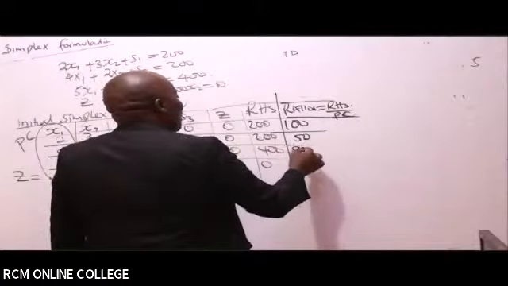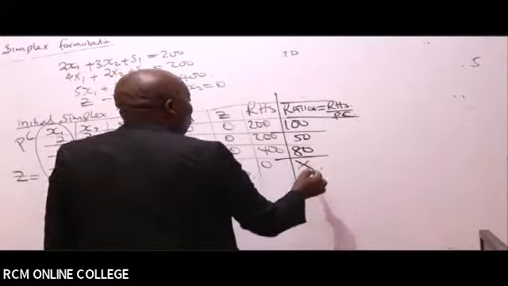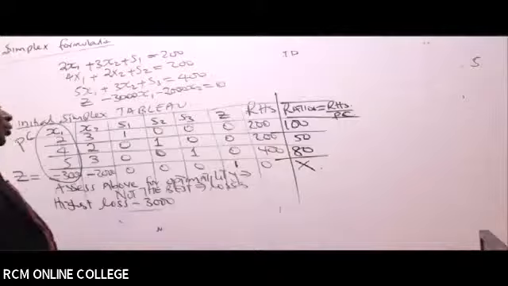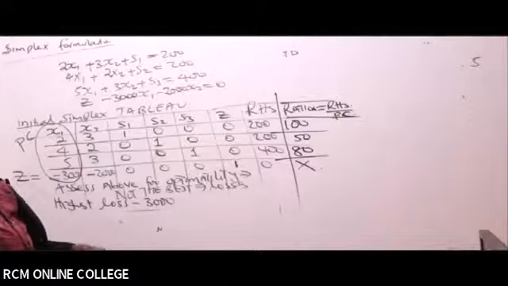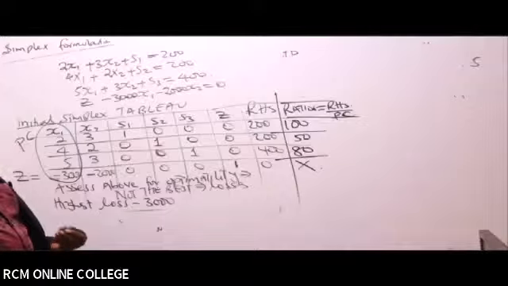Remember, we don't calculate a ratio for the Z row. Once we get the ratios, what do we use them for? Can somebody tell me the meaning of these ratios? What shall we use these ratios for?